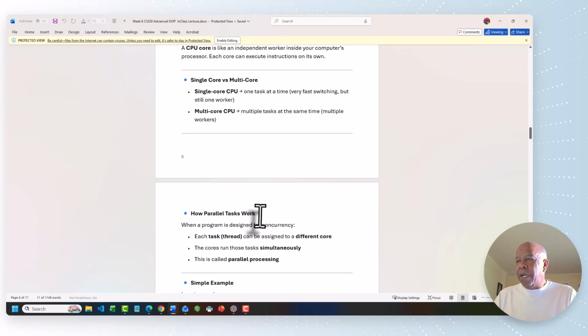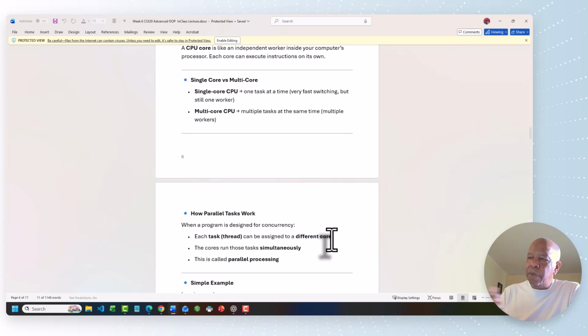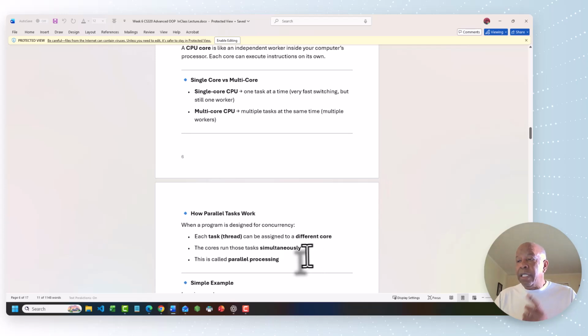So how do parallel tasks work? When a program is designed for concurrency, each task thread can be assigned to a different core. So if before we had the two tasks, task one, task two, we started two threads. I could put one task on one core, one task on another core, and now I'm running these at the same time. Okay, they run those tasks simultaneously, and that is called parallel processing.